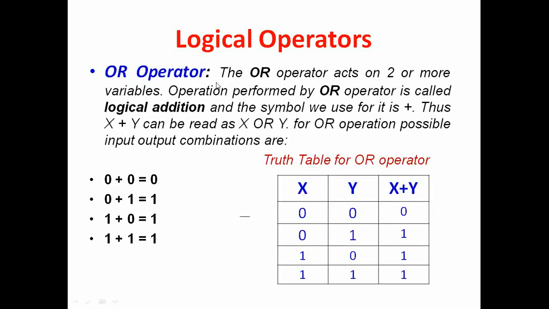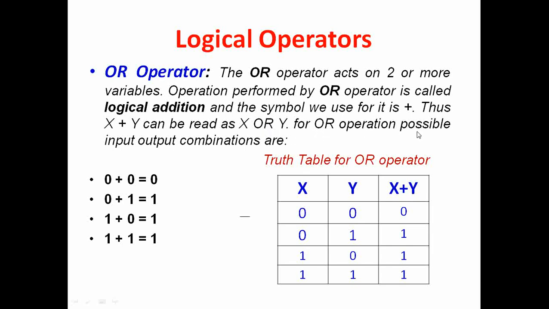Next is the OR operator. The OR operator acts on two or more variables. So this is a binary operator, so it needs at least two operands to function. The operation performed by the OR operator is called logical addition, and the symbol we use for it is plus. Therefore, X plus Y can be read as X or Y.